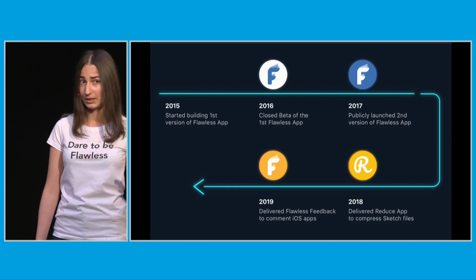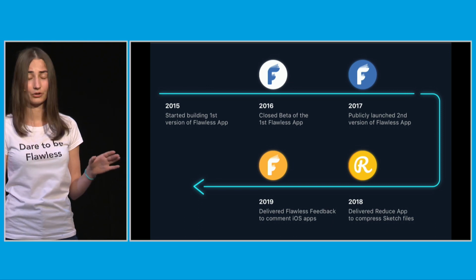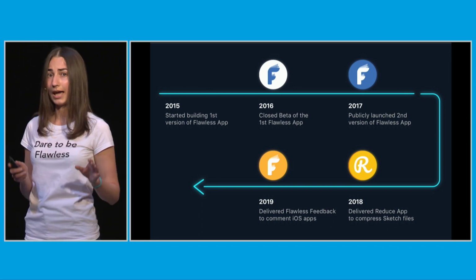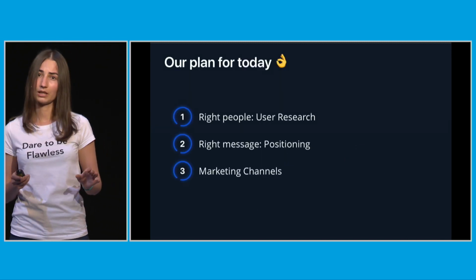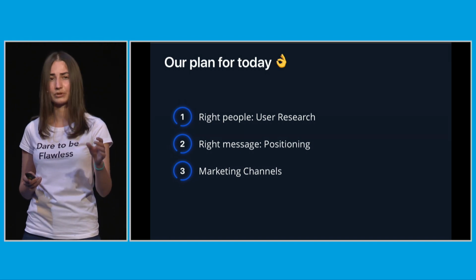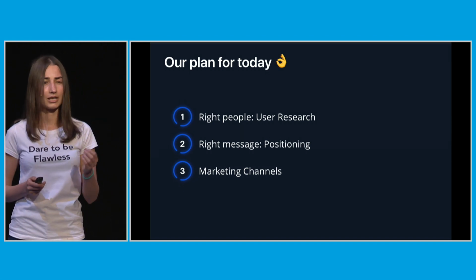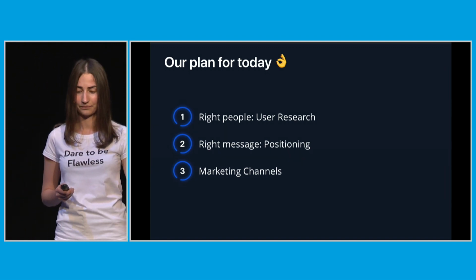Users didn't like it, and only a few brave people were using it. Since then, we pivoted Flawless app, and with zero marketing budget, got users from big companies and built community around our tools. Today, on our example, we'll talk how to define the right users for your app, how to craft a great message, and how to deliver this message via different marketing channels.